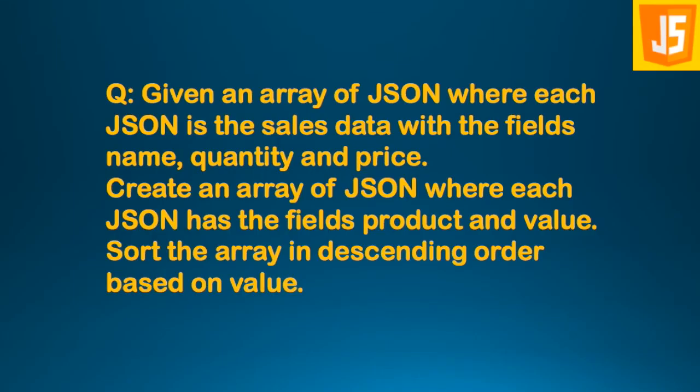Let's look at the next exercise. Given an array of JSON where each JSON is the sales data with the fields name, quantity and price. Create an array of JSON where each JSON has the fields product and value. So the new array has a JSON where each JSON has these 2 fields, product and value. And what is value? Value is quantity into price. Sort the array in descending order based on value. So once we have created this array, we need to sort it in descending order based on value.